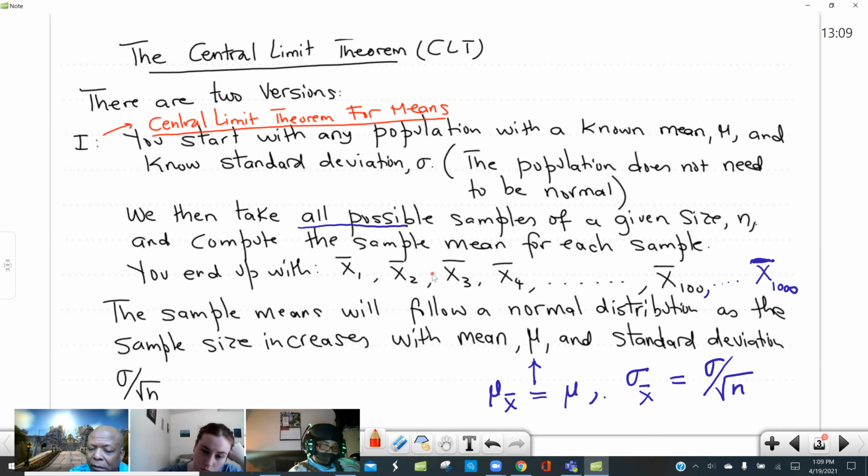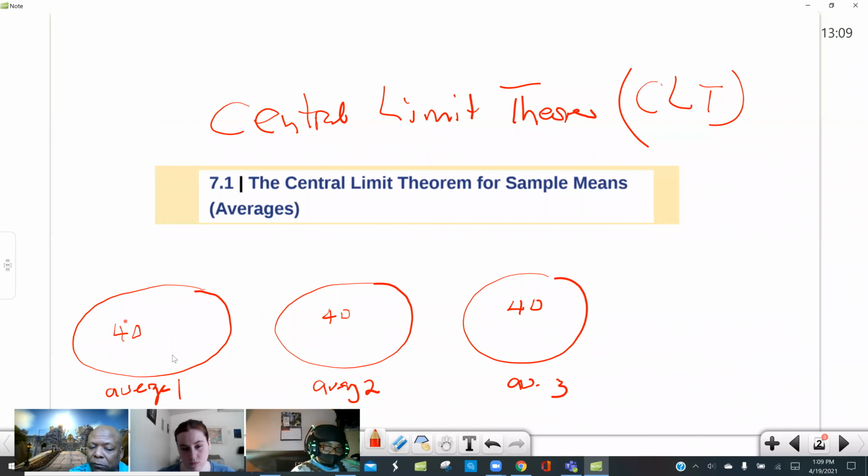So what happens? You end up with a collection of sample means, which I'm labeling X1 bar, X2 bar, all the way. Maybe there are 1,000 of them. So to come back to what I was talking about here, you find the first group, you measure the average in that group. The second group, you measure the average in that group, all the way.